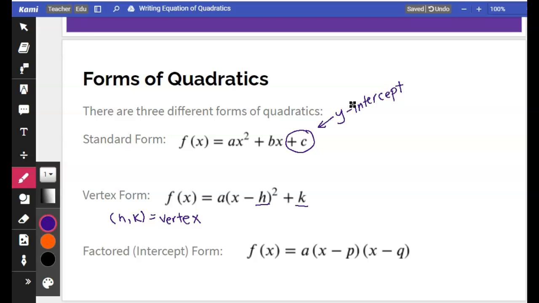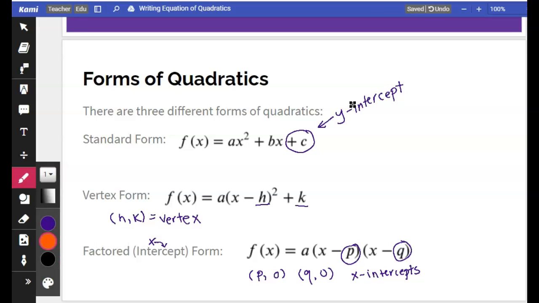Intercept or factored form, remember that tells you not just any intercept, that's telling you the x-intercepts. And those are these values here, this p and this q. So p comma 0, q comma 0 represent our x-intercepts. So that's another beautiful thing about intercept form.